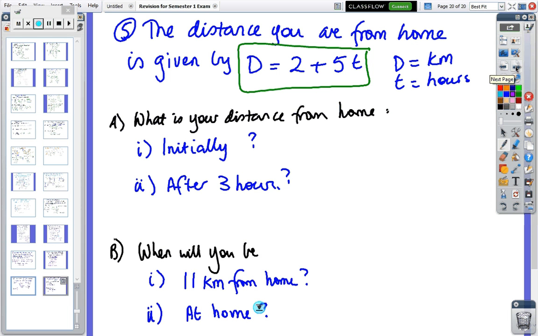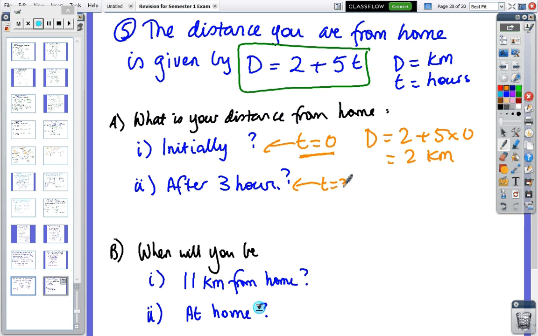Okay, I think we're up to the last page. It's a linear equation because we've got t to the power of 1. So distance from home is given by d equals 2 plus 5t. D is in kilometres, t is in hours. So find your distance initially, after 3 hours, and what time will you be 11 kilometres from home, or when will you be at home? Okay, here we go. So initially means time equals 0 at the start of time. So d equals 2 plus 5 times 0. So initially you are 2 kilometres from home.